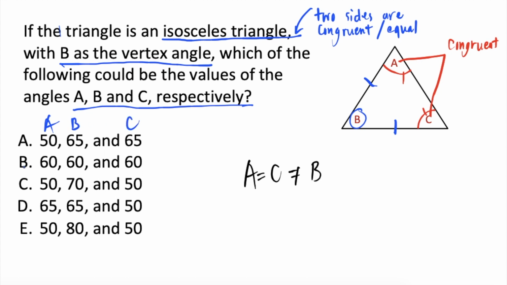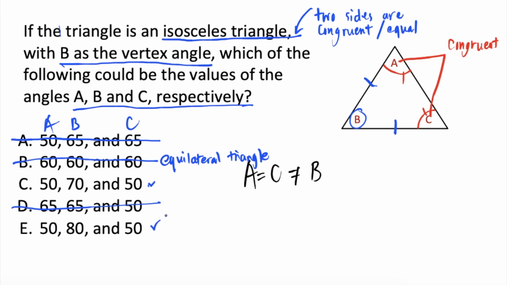So letter A, 50, 65, and 65. A and C are not equal. 60, 60, and 60. A and C are equal, but it's also equal to B. So actually, ito ay equilateral triangle. 50, 70, and 50. Pwede, because we have A is equal to C, but not equal to B. 65, 65, and 50. A and C are not equal. 50, 80, and 50. A and C are equal, but not equal to B.